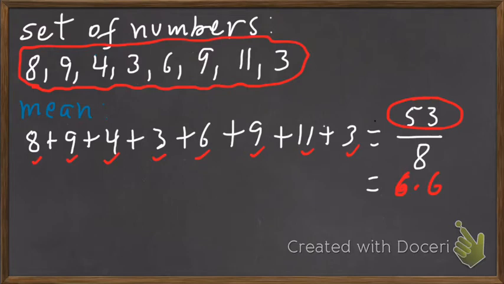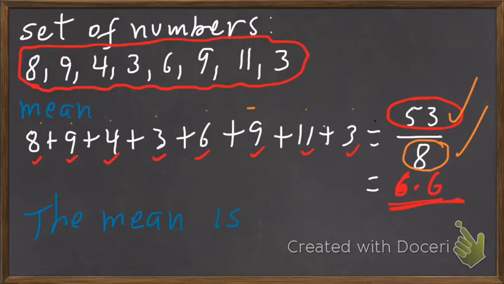And how many numbers do I have? I have 1 number, 2, 3, 4, 5, 6, 7, 8 numbers. I have 8 numbers, so I have to divide by 8. So when you divide 53 by 8, it's going to give you 6.6. So now what we can say about this is the mean of this set of numbers is 6.6. All right, so that is for the mean.